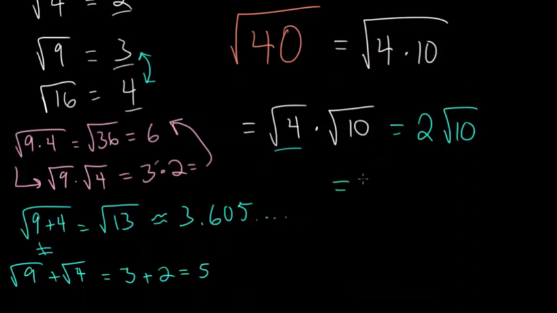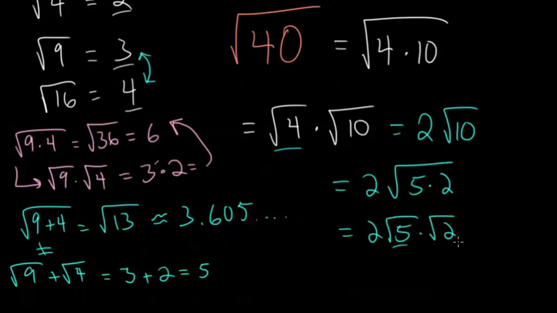We could try to do it again with 10, but 10 is just 5 times 2, and if we split that into root 5 times root 2, these are both prime numbers, and if you take their square roots, you're not going to get a whole number out of it. So it's really not worth it to break these up. In fact, we'll just stop right here. So the square root of 40, when we simplify it, becomes 2 times the square root of 10.